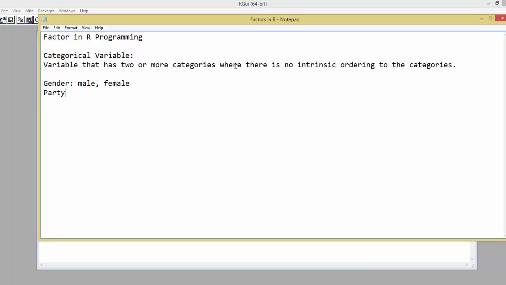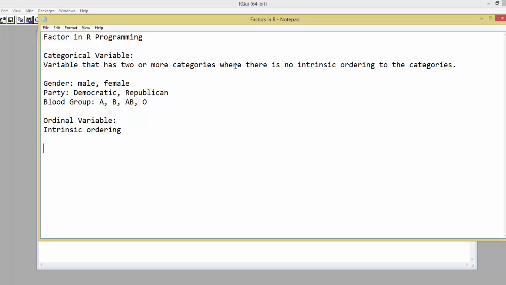You have, let's say, you belong to a party, a Democratic Party, Republican Party. Let's say you have blood group. You have one of these: A, B, or AB, or O, and so on. But there is no intrinsic order to this. What is an ordinal variable? It is also something like a categorical variable, but there is intrinsic ordering to this type of variable.